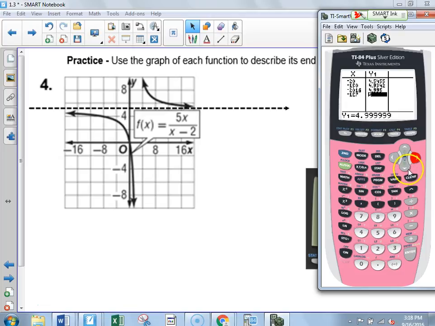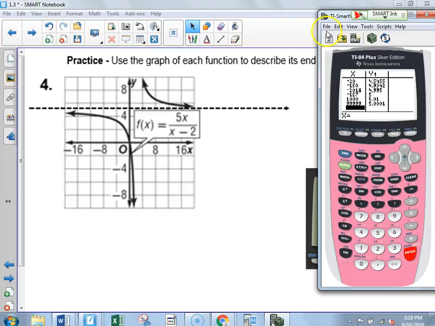Okay. I need to know what the right end is doing. It looks to me like the right end is also doing the same thing, right? Getting close to 5 from above. But I'm going to go back over here and put in, what kind of big numbers would I test here? 1,000, positive this time. What do you think? Is it confirming that it's approaching 5?